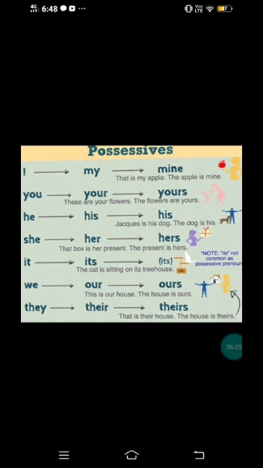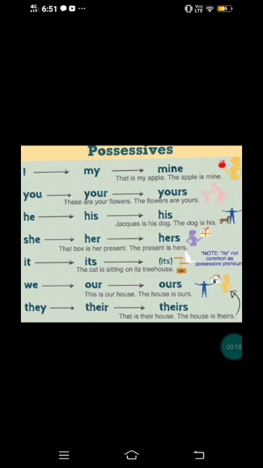His. His remains the same for possessive adjectives and possessive pronouns, children. Jake's is his dog. The dog is his. Here, we are saying that the dog is his. Third person, she. Her, hers. That box is her present. The present is hers. We are saying that that present is hers. So, hers will become your possessive pronoun.